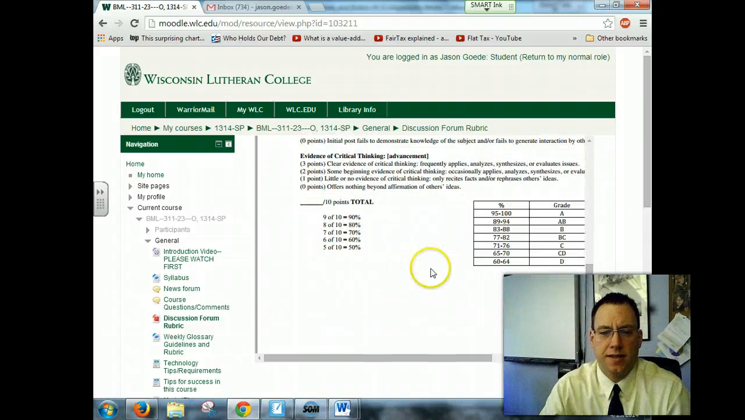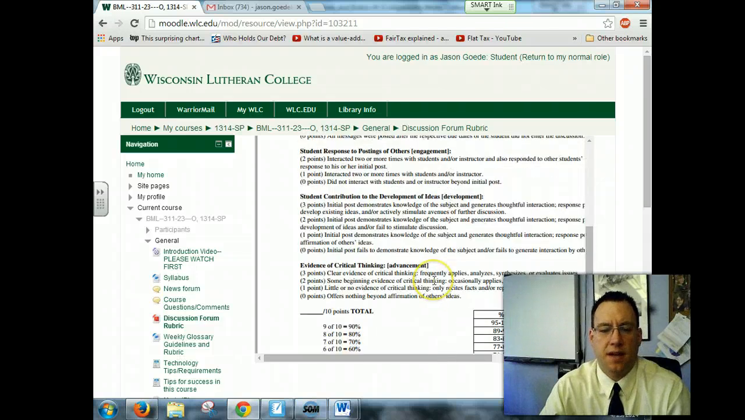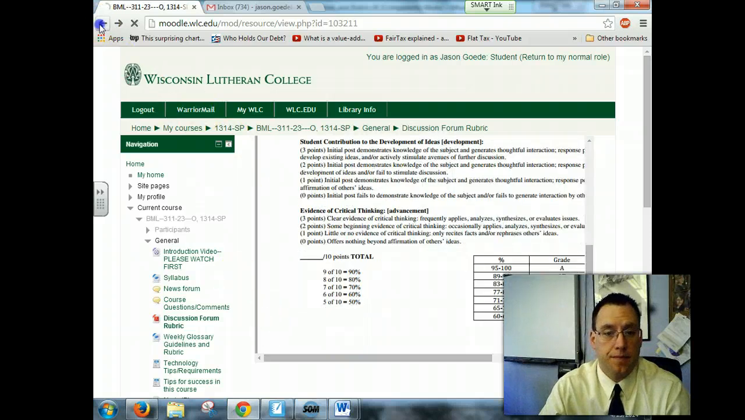The rubric is listed here. You can get up to 10 points each week. The easiest way to lose points is to not post on time. Make sure you get that initial post in by Thursday night and 2 responses to other posts by Saturday night.